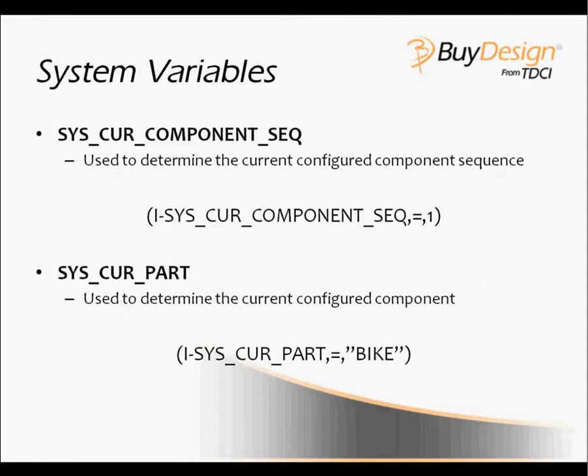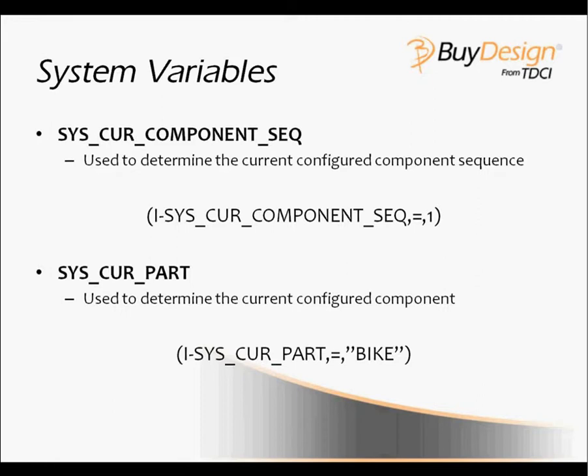The system cur part, just like the component sequence, is going to let me know what the current part or component in configuration is. You can see my expression I have there. I have sys cur part equals bike. I have a bike that's configured. It has multiple configured components. It has a bicycle frame. It has a front wheel assembly. It has a rear wheel assembly.